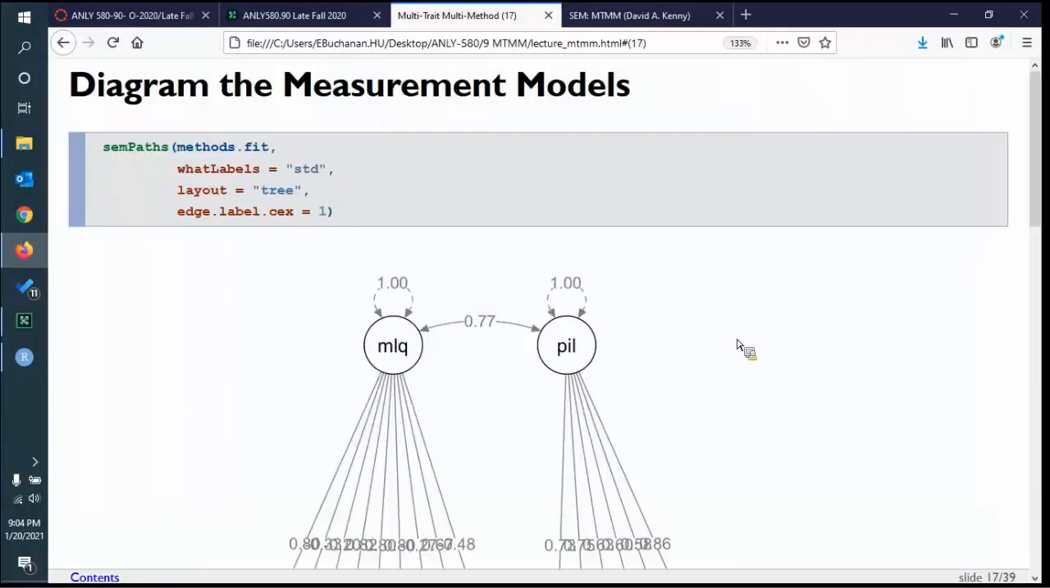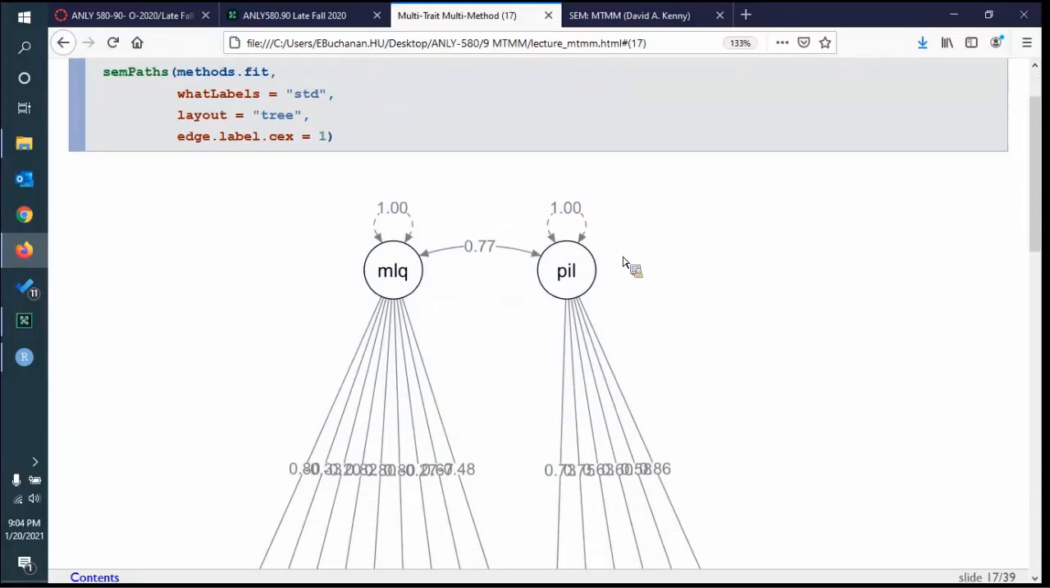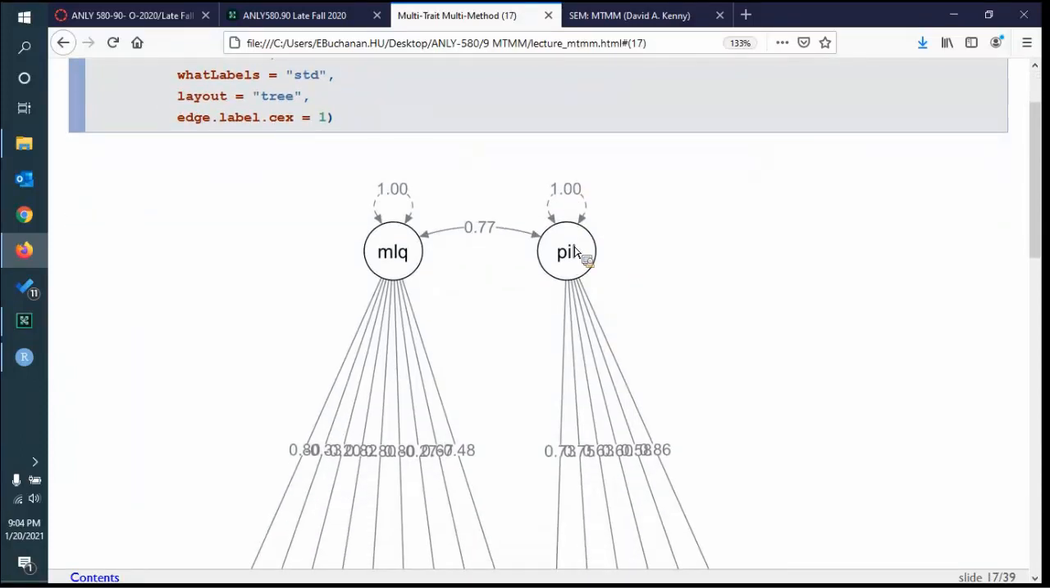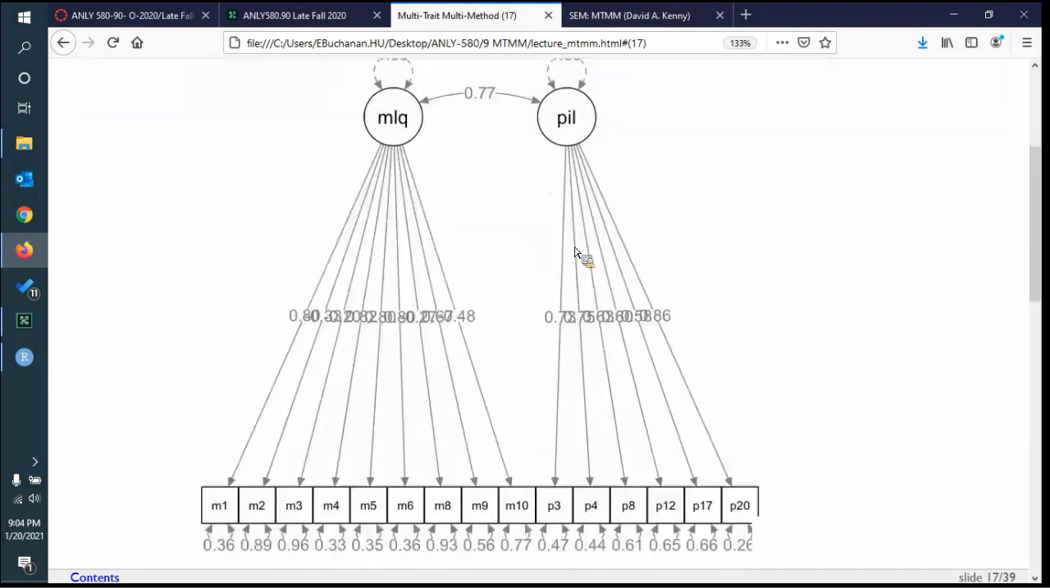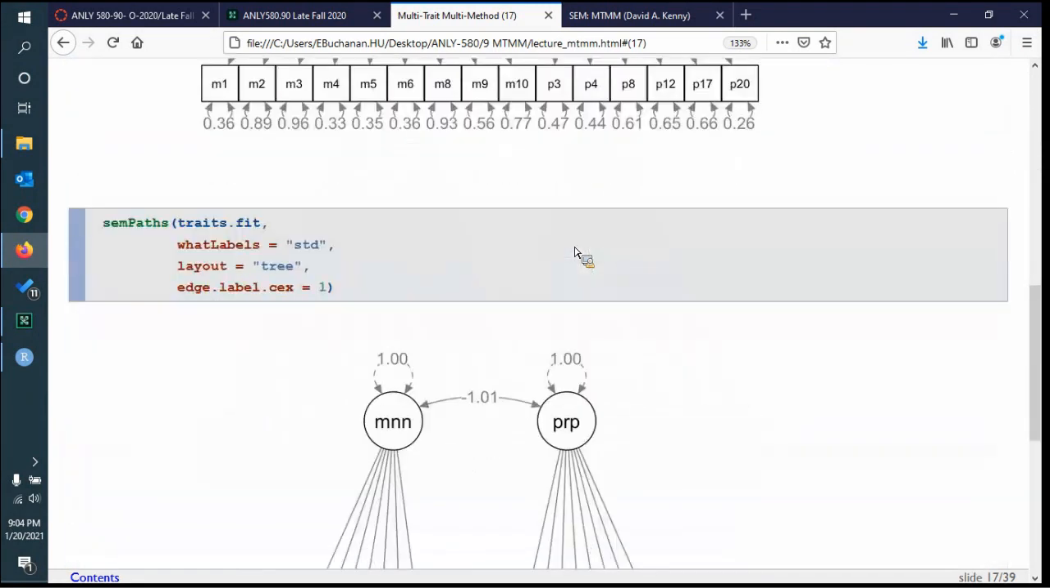All right, and then I just diagrammed them to follow our four-step rules that we've been using. Okay. And we can see that there's a really high correlation here, and so we'll have to investigate, is this methods or an issue with the traits?